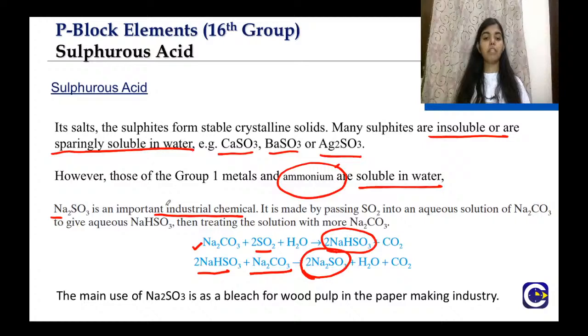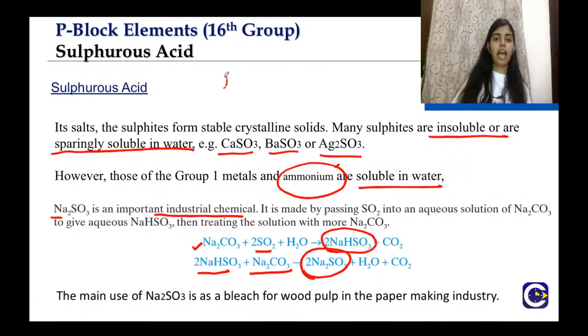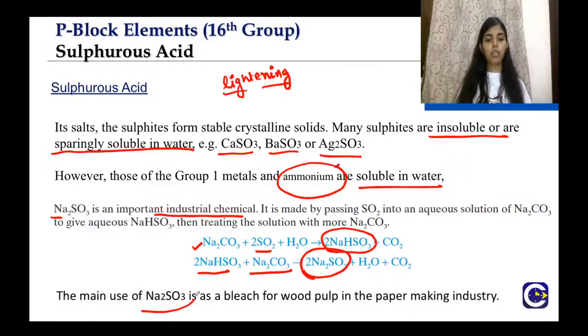Now this sodium sulfite is used to bleach wood pulp, right? From wood pulp we can obtain paper. What is bleaching? Basically, lightening of wood pulp, reducing the color of wood pulp. So Na2SO3 bleaches the wood pulp. It is used to lighten the wood pulp, which further is used for making paper.